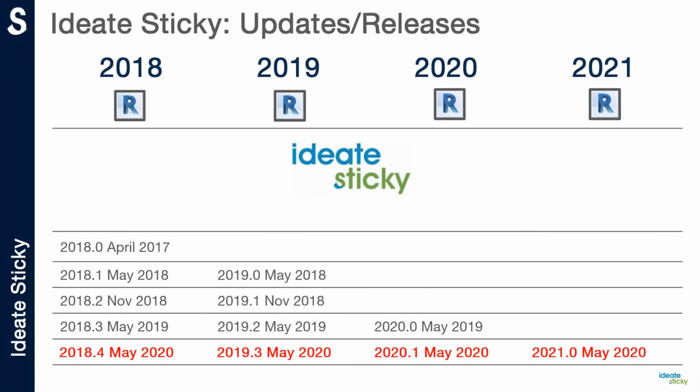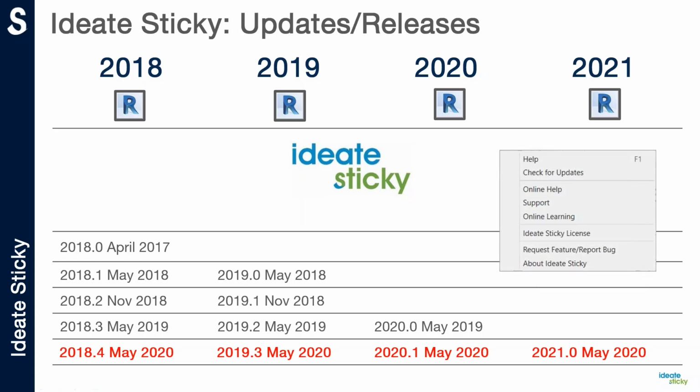This is the latest update, as I said, for versions 2018 through 2021. If you are currently an Ideate Sticky customer, you'll want to go to your pull-down menu on Ideate Sticky, do the check for updates, and make sure you have the latest installed. We've also done some other enhancements, making it easier to install all of our solutions, all 5 of our Revit add-ons. That's something you should also review and check out.